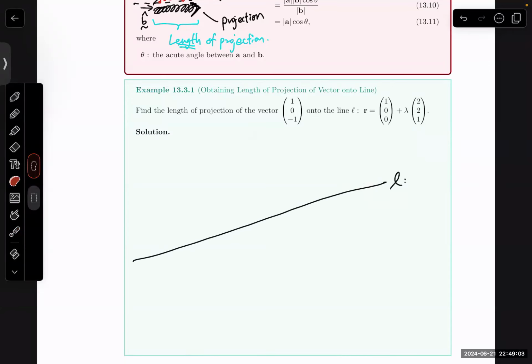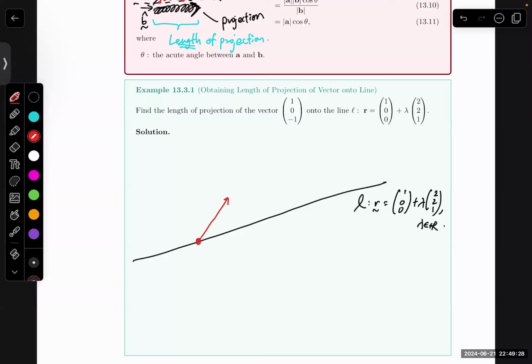This equation, vector r equals (1, 0, 0) plus lambda times (2, 2, 1), lambda in R, is described by this equation. So I have a vector (1, 0, -1). This vector, I will just put it on the line. I let it sit on the line. Remember, vectors, you can move it around, right?